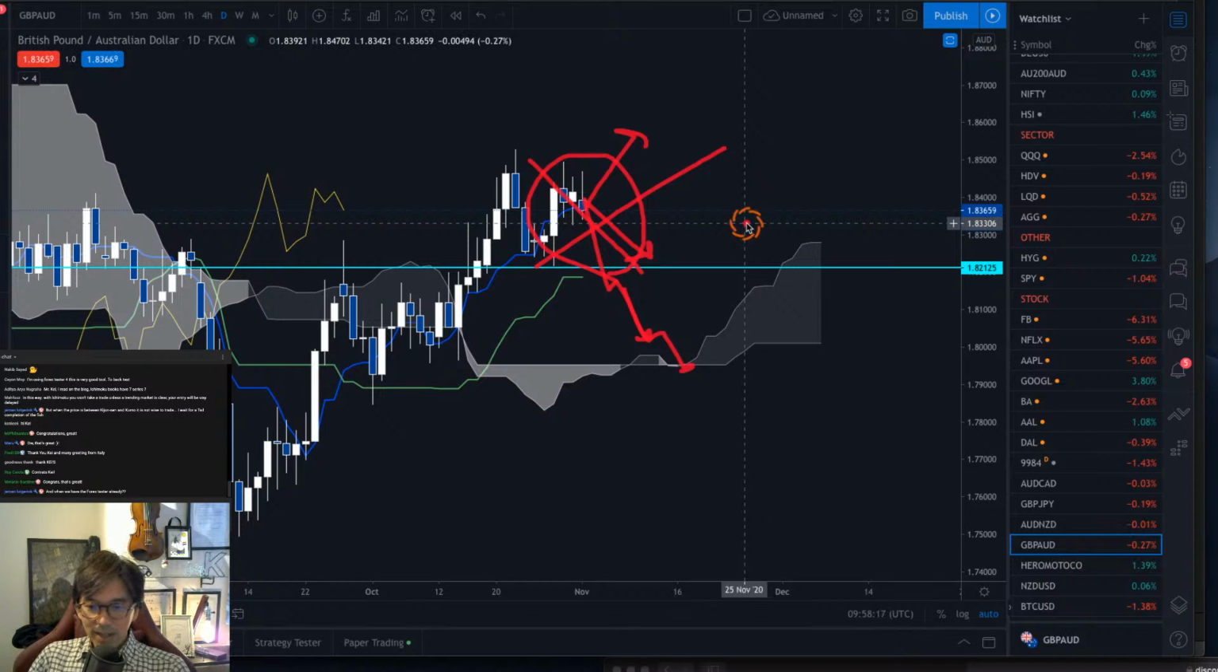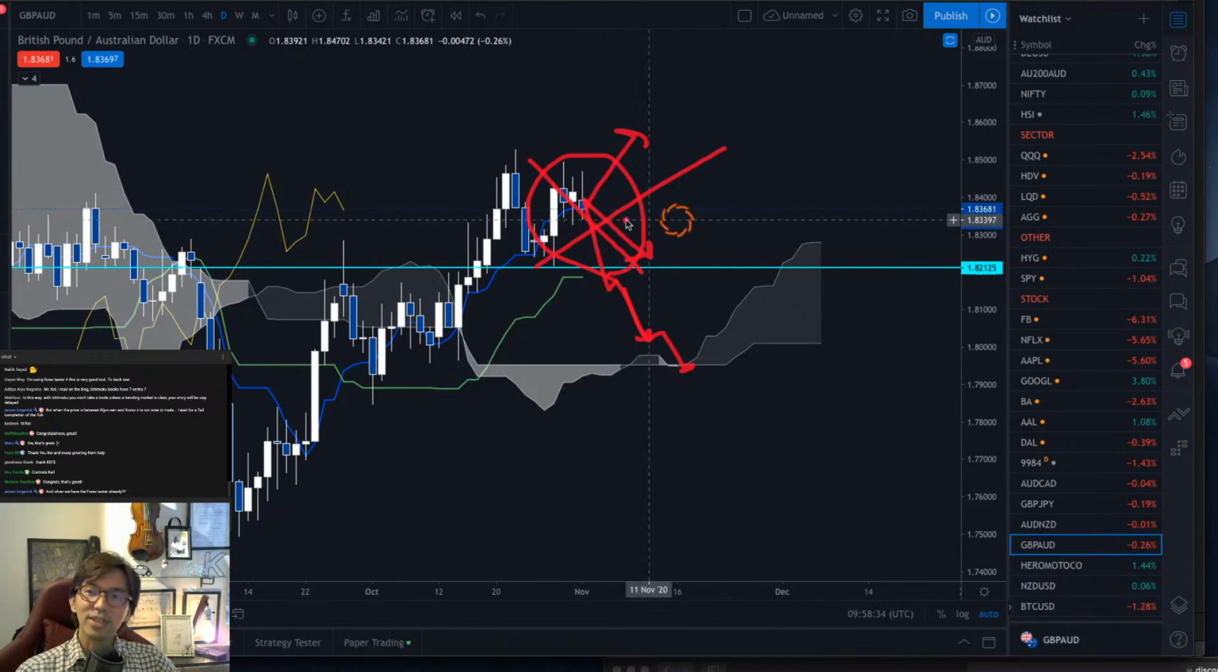So let me read a couple more comments. Yoron says, but when the price is between Kijun-sen and Kumo, it's not wise to trade. I wait for a tail completion of the fish. Yep, that's true. So this is a tail part of the fish, potentially. I mean, the market is consolidating, and it might come back to Kijun-sen, or it might break upwards even, but we don't know which way it's going, so better to stay away.